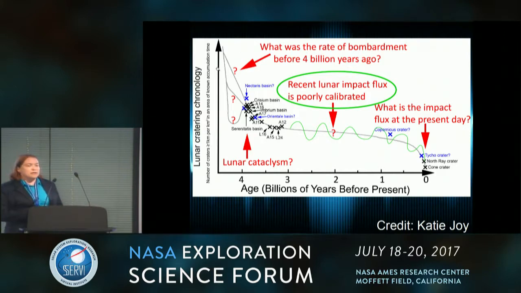There are, of course, many questions remaining, and we've talked about some of these over the last few days. But what I'll focus on here is the recent impact flux, which is generally poorly calibrated. For the last 3 billion years, we have very few data points in this section, at least from sample analyses. So the general assumption has been that this rate has been constant for all diameters. But what I'm going to look at is whether it may not have been constant at all for some diameters.